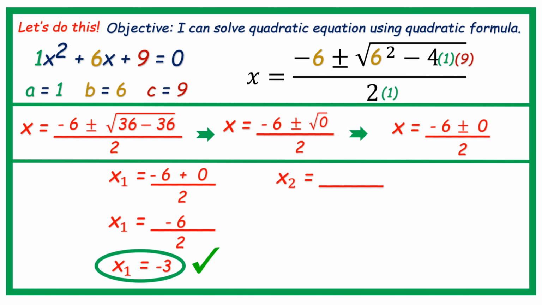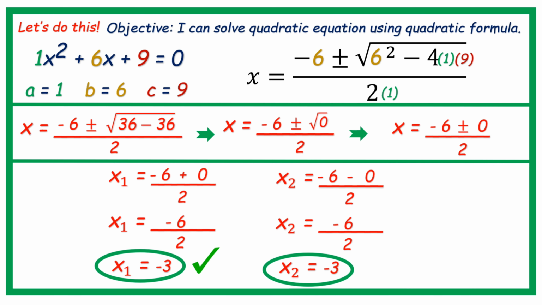Now let's go to x sub 2. X sub 2 equals negative 6 minus 0, divided by 2. X sub 2 equals negative 6 divided by 2, and our x sub 2 is negative 3. Just like that. You got it.